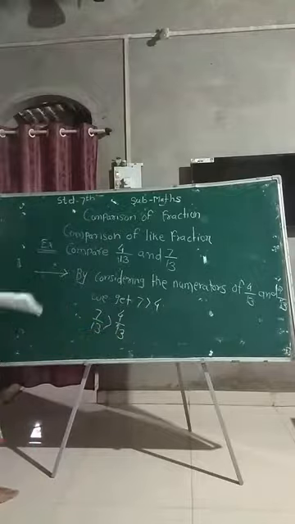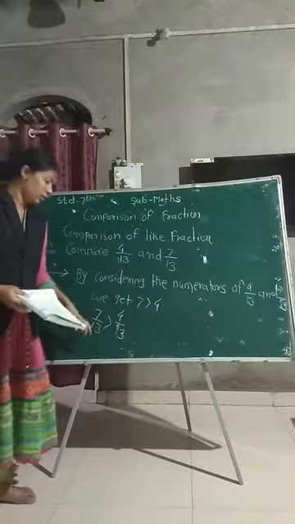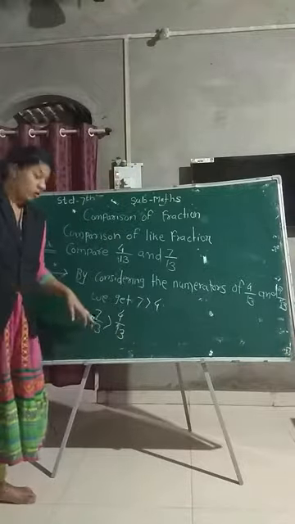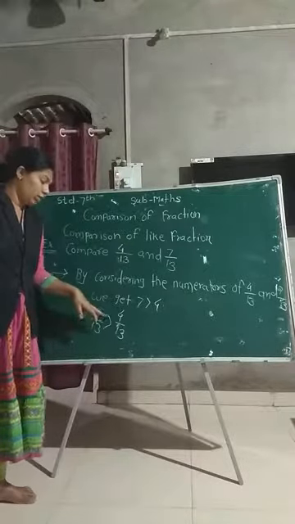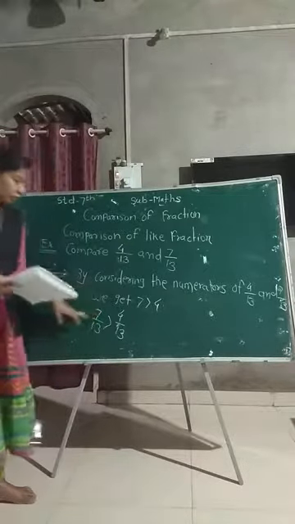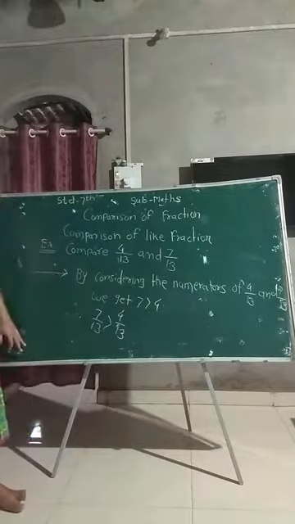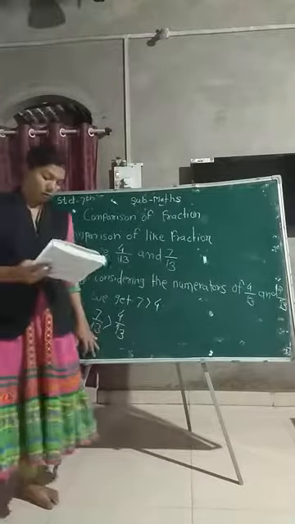If the numerator of a fraction is greater, then obviously that fraction is greater than the other fraction. So 7 upon 13 is greater than 4 upon 13.